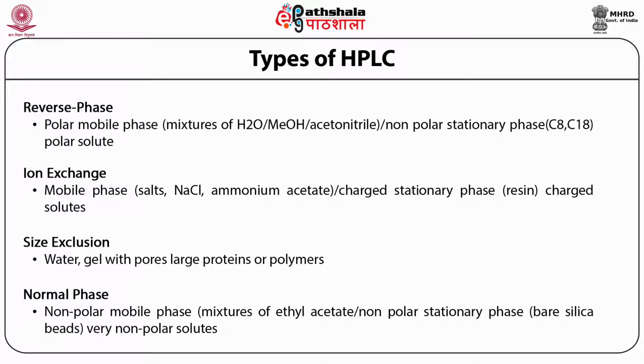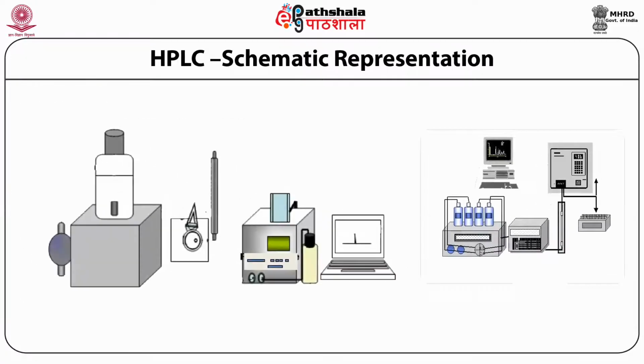These kinds of columns are used for isolation of antibodies, isolation and purification of particular peptides and immunoglobulins. For all these purposes, size exclusion chromatography is much used. Let me try to show you the basic parts of the HPLC in this simple representation.